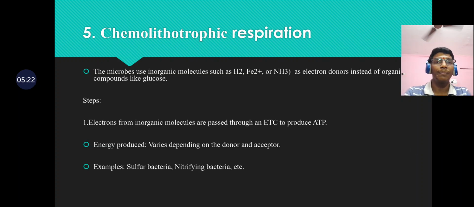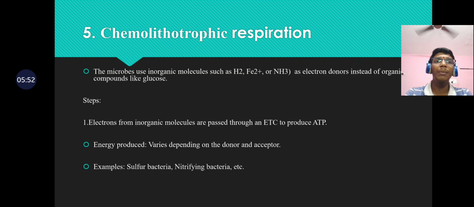Chemolithotrophic respiration. The microbes use inorganic molecules such as H2, Fe2+, or NH3 as electron donors instead of organic compounds like glucose. The steps involved in chemolithotrophic respiration are: electrons from inorganic molecules are passed through the electron transport chain to produce ATP. The energy produced varies depending on the donor and acceptor.